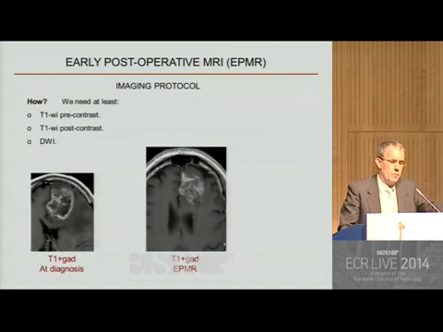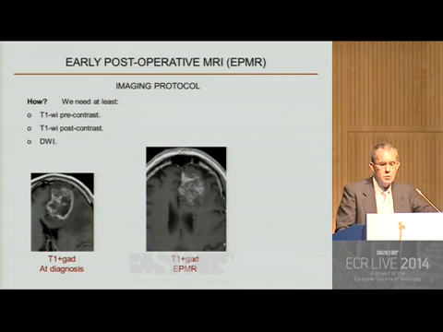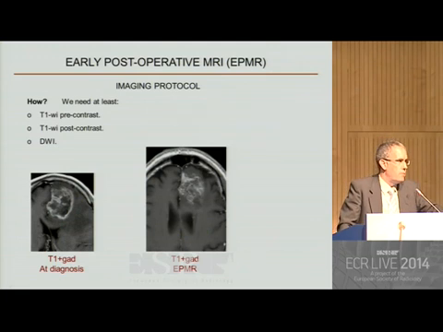The protocol. To do this exam, we need at least T1 pre-contrast, T1 post-contrast, and diffusion-weighted images. Let's see one example. This patient had a left frontal tumor here, and this is the EPMR exam, the post-operative exam. Here you can see that there is a large area of high-intensity signal. This is a T1 weighted post-contrast image.